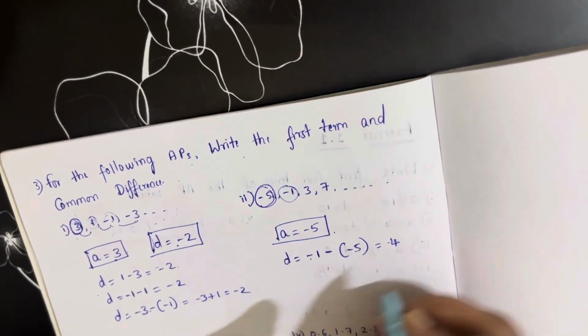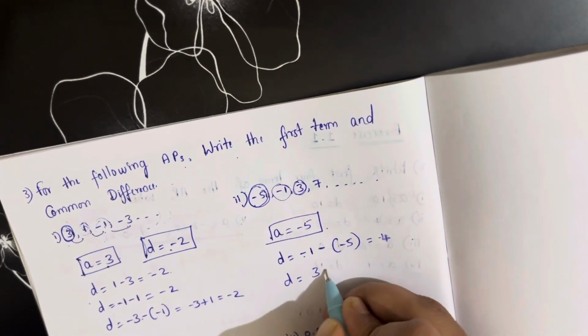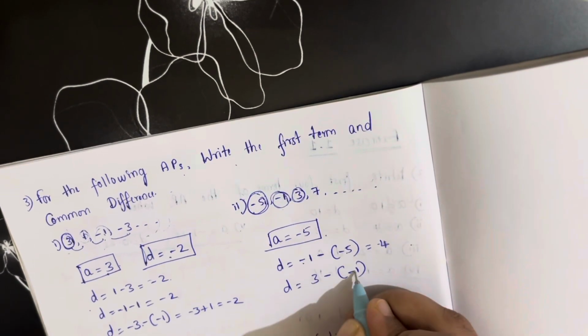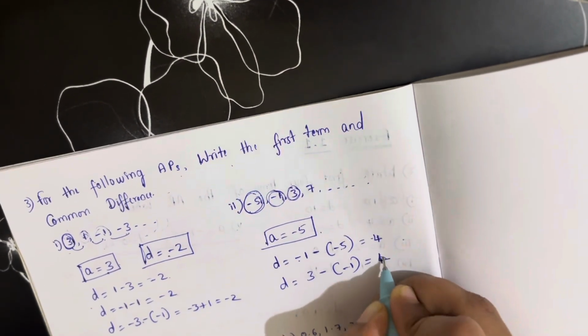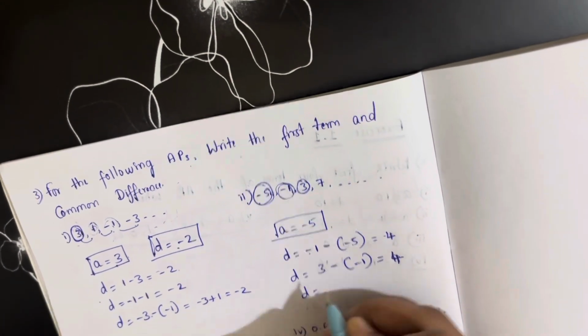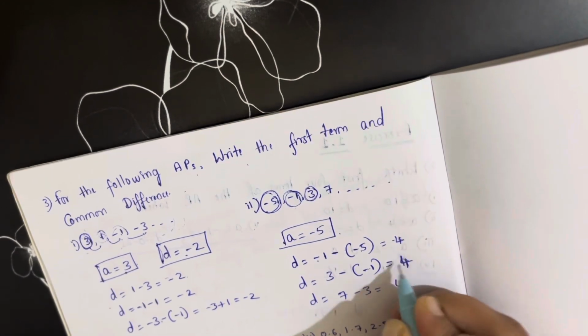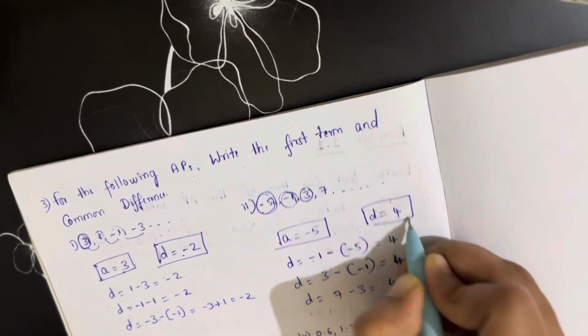Plus 4. D equal to, we will take this number 3 minus the second number, which is minus 1. 3 minus of minus 1 is nothing but 3 plus 1. 3 plus 1 is nothing but 4. Then 7 minus 3, it will be 4. So there is a common difference. D is equal to 4.